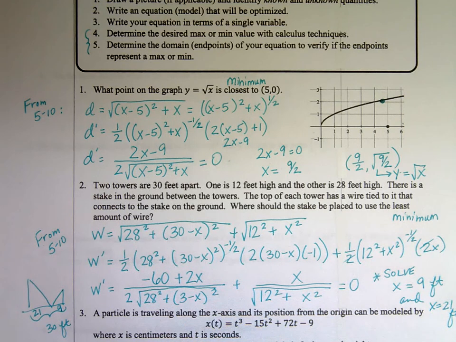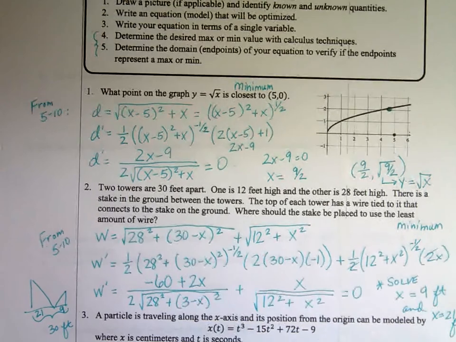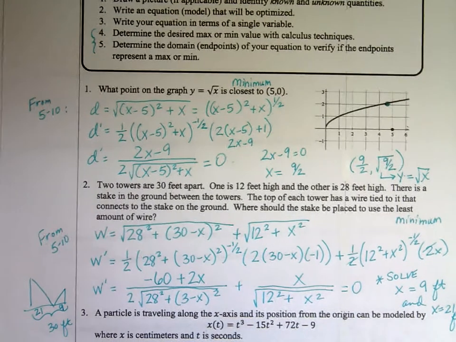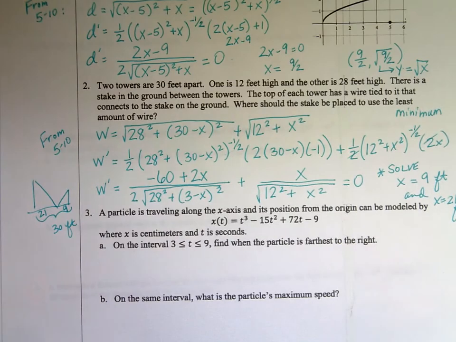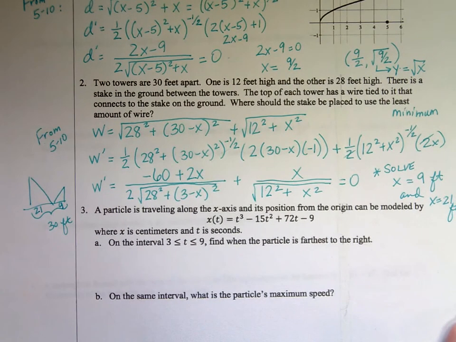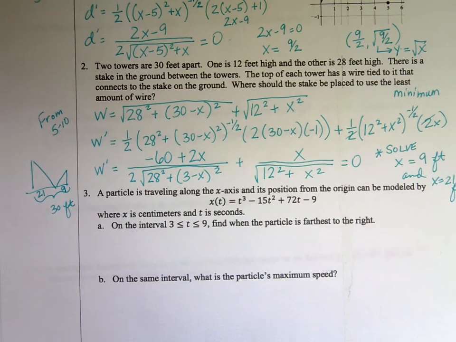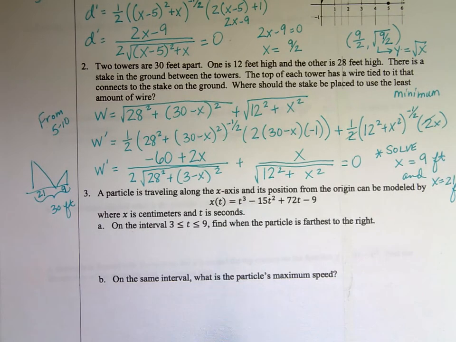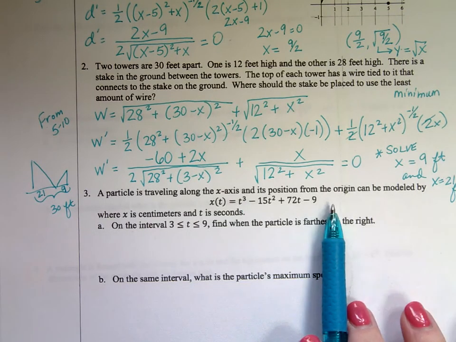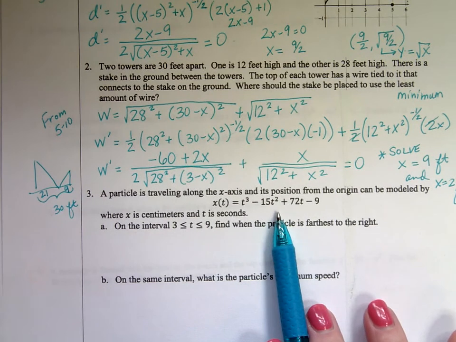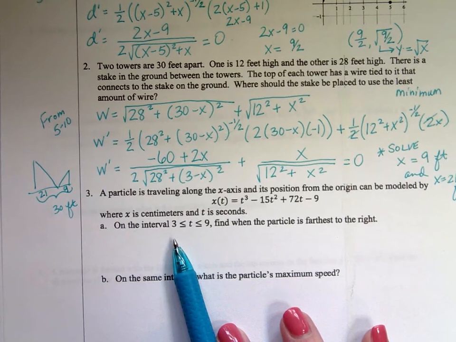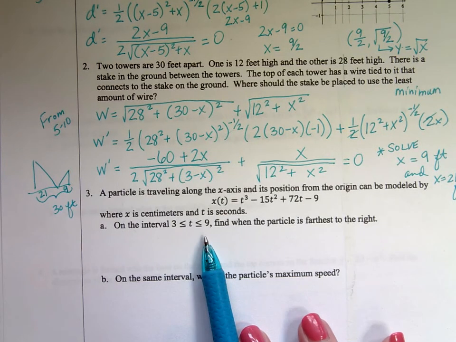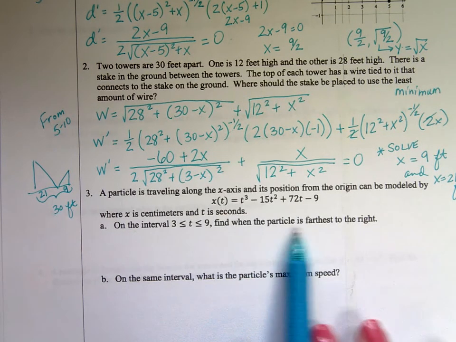Okay, that's number 2 from section 510. Number 3 is totally different. Number 3 doesn't have anything related to section 510, so number 3 is a little bit starting from scratch. A particle is traveling along the x-axis. Its position from the origin is modeled by this equation, where x is in centimeters and t is in seconds. On the interval from 3 to 9 seconds, find when the particle is farthest right.